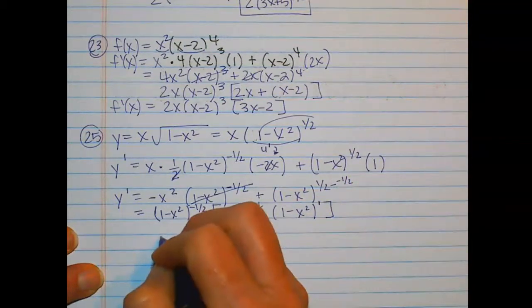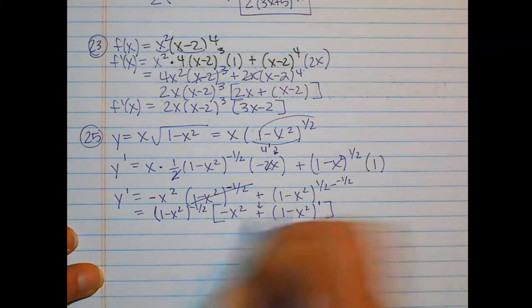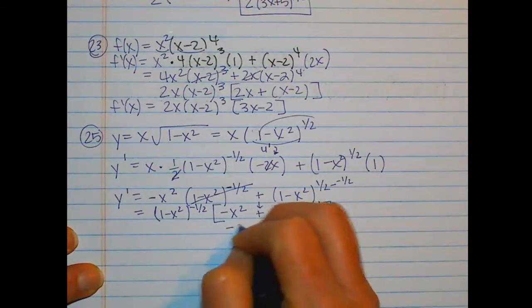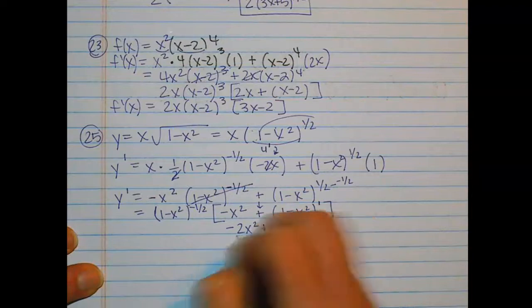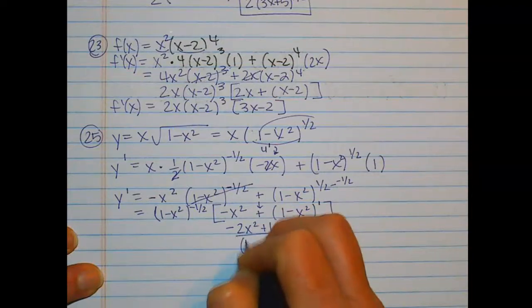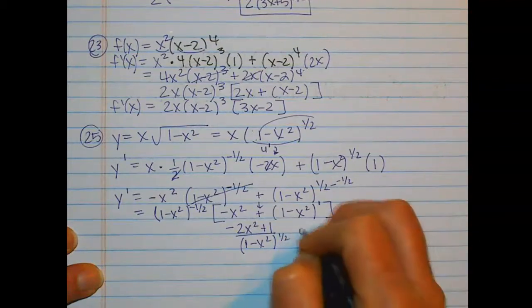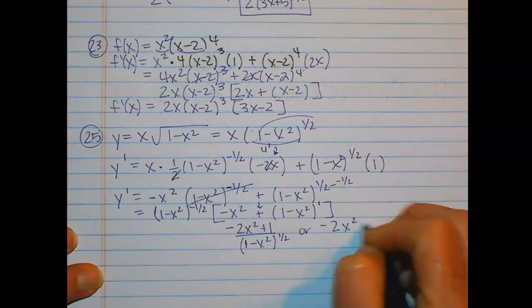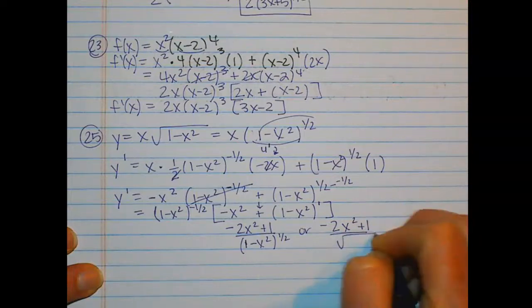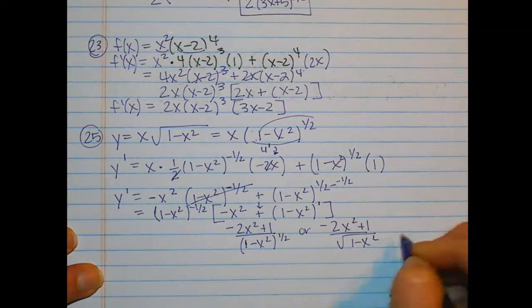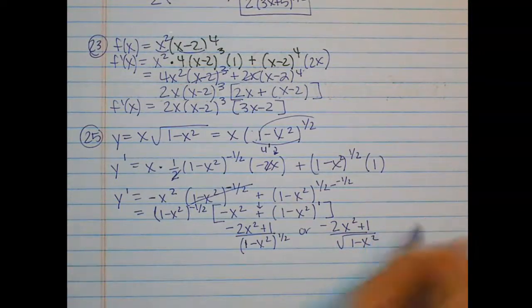So that gives me, I'm going to simplify on top, negative x squared minus x squared, negative 2x squared plus 1 over 1 minus x squared to the 1/2, or negative 2x squared plus 1 over the square root of 1 minus x squared, if that's all in there. So check that one, CF.